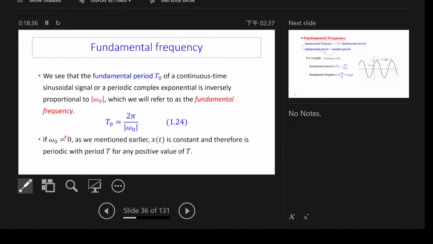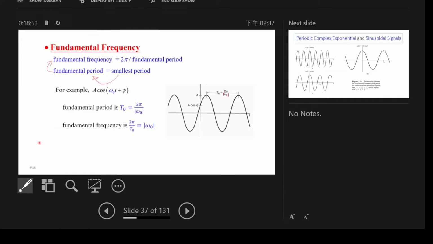Then there is a special case. For omega 0 equal to 0, as we mentioned, this is a constant function. This is where the fundamental period is not defined, but the fundamental frequency is defined. The fundamental frequency when omega 0 equals 0 for the constant function is just 0.